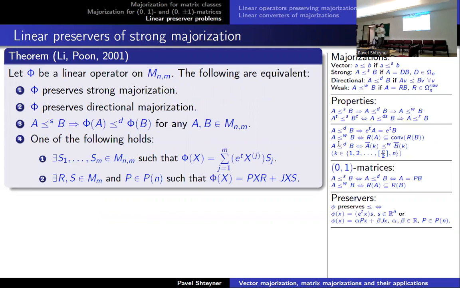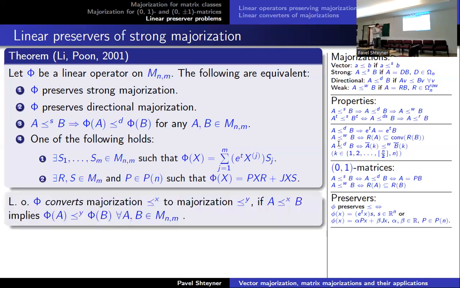So actually, the first result probably was a year before, but it only characterized strong majorization. Then in 2001 it was proved that an operator preserves strong majorization if and only if it preserves directional majorization, that is, if strong majorization in the pre-image implies directional majorization in the image. The image can only be one of the following forms. Either f of X is a linear combination of several chosen matrices with coefficients being sums of elements in the columns of X, or this is simply XR plus JXS, where R and S are arbitrary matrices of order m and J is once again the matrix of all ones.